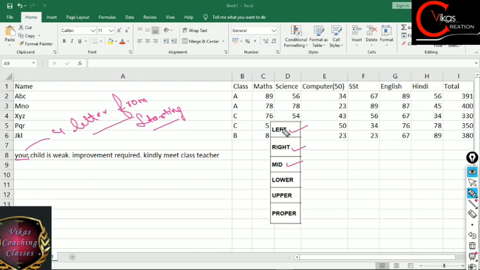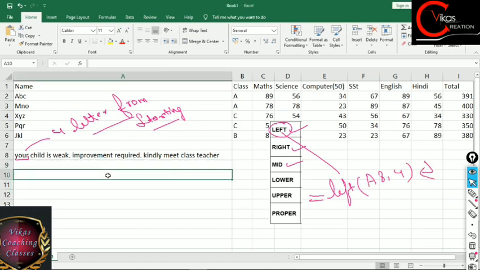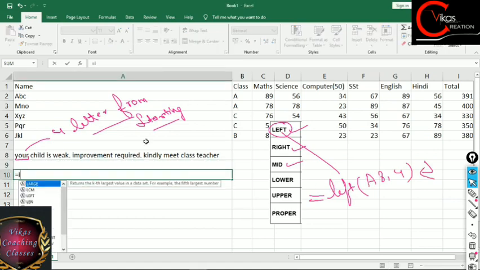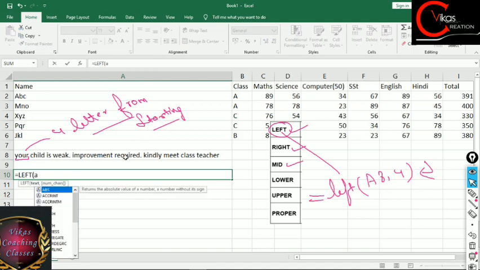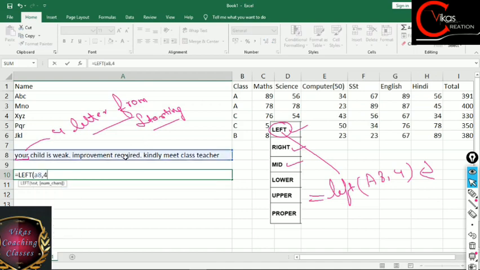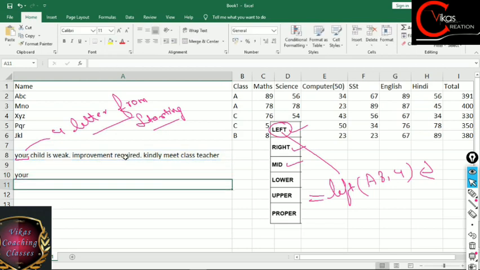So in that case what we can do, we have to use the left function. We can write equals to left, then this A8, comma 4, then we have to press the enter key. Let me show you how we will write. We will write equals to left, then text, that is A8, then comma, because we need only 4 characters, so I am writing 4, and then you have to press the enter key. As you can see, we have got this first word, that was your.